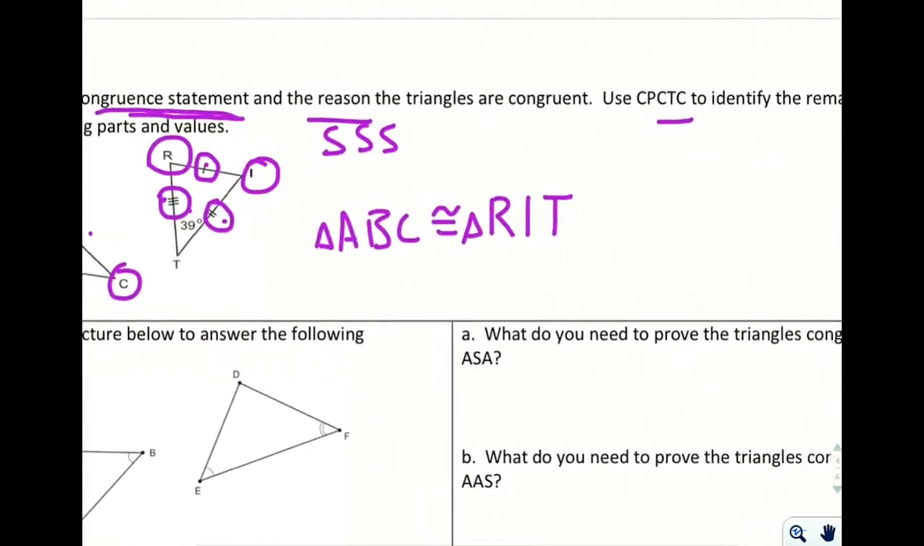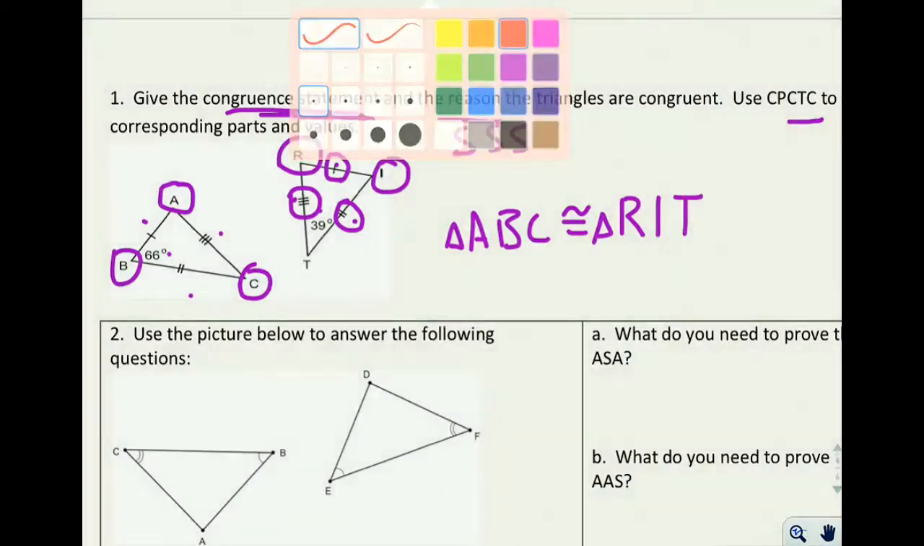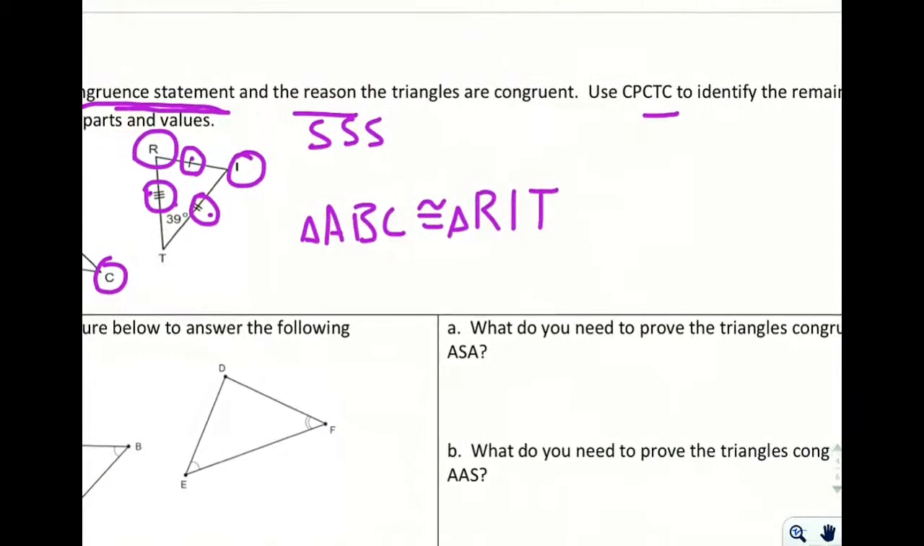Last thing it says, use CPCTC to identify the remaining corresponding parts and values. We know the 3 sides are already congruent. They've been marked on our picture. We don't know which angles are congruent to each other. So we're going to use CPCTC to find the remaining angles. Conveniently, angles are a little bit easier to find than sides. The first letter and the other first letter are going to be equal angles. So if we do angle A, we can say that's equal to angle R. Same thing with the second letters. Angle B equals angle I, and then angle C and angle T.